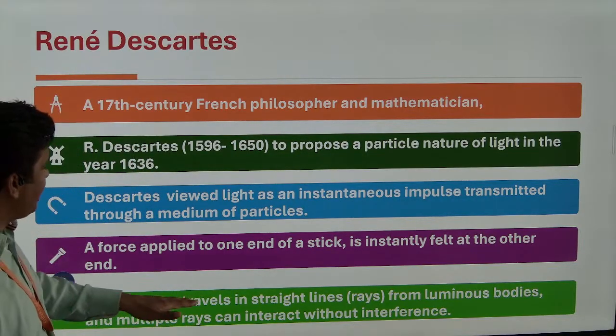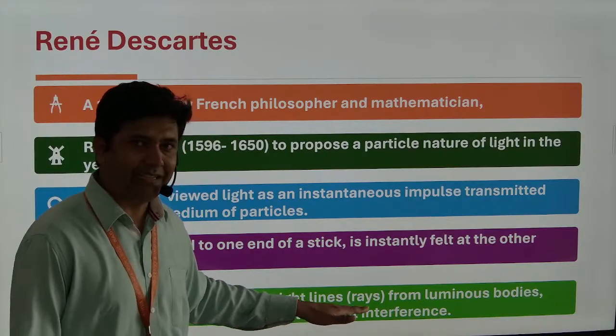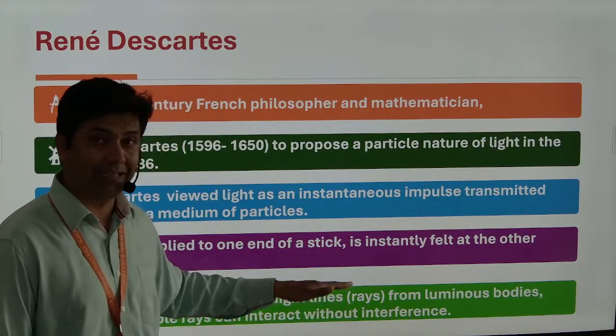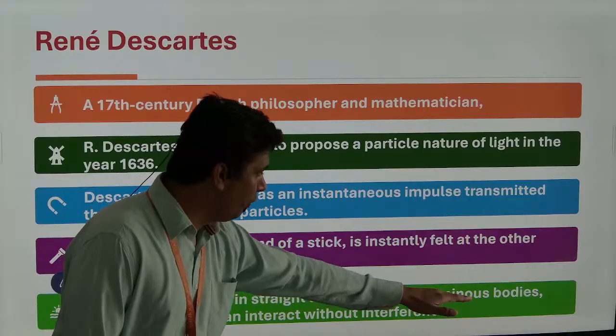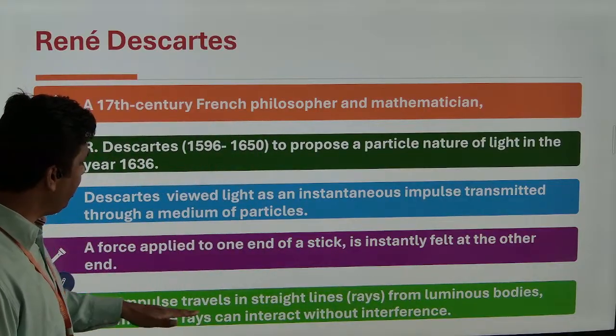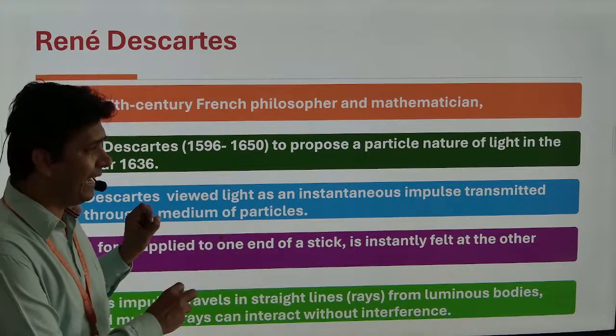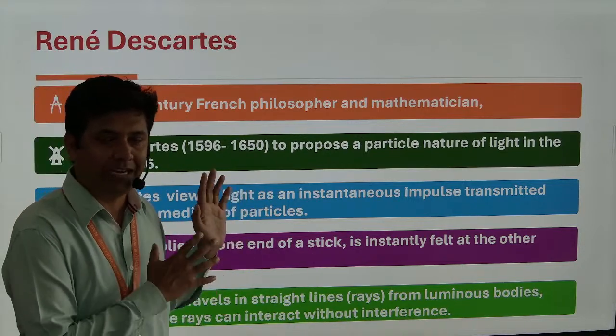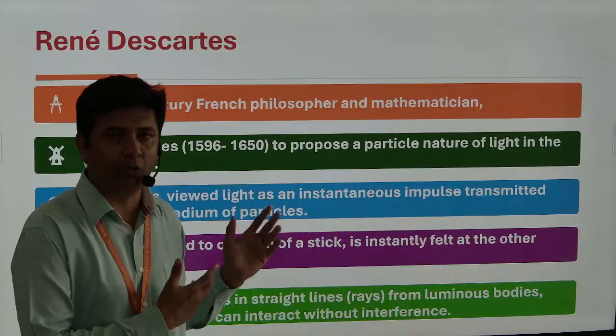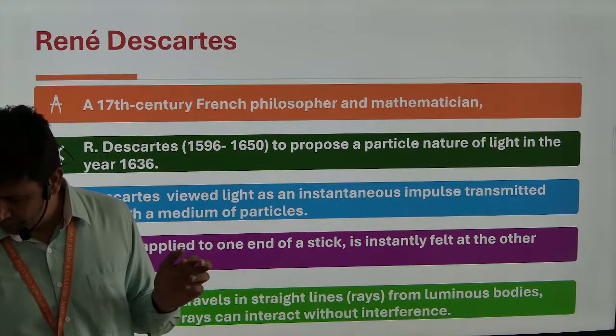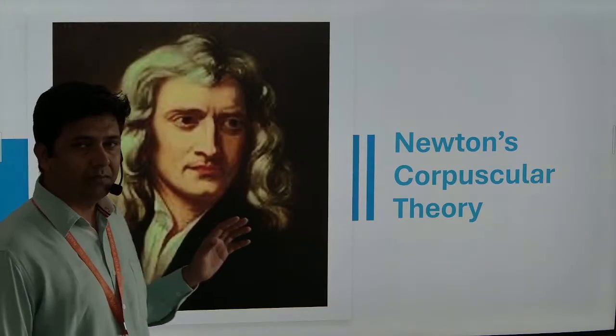This impulse travels in a straight line, that is, like rays, as we have just seen, the rectilinear motion from luminous bodies, and multiple rays can interact without interference. So here you will get a slight idea of the nature of light, and how that light travels through the medium. So this is said by René Descartes.